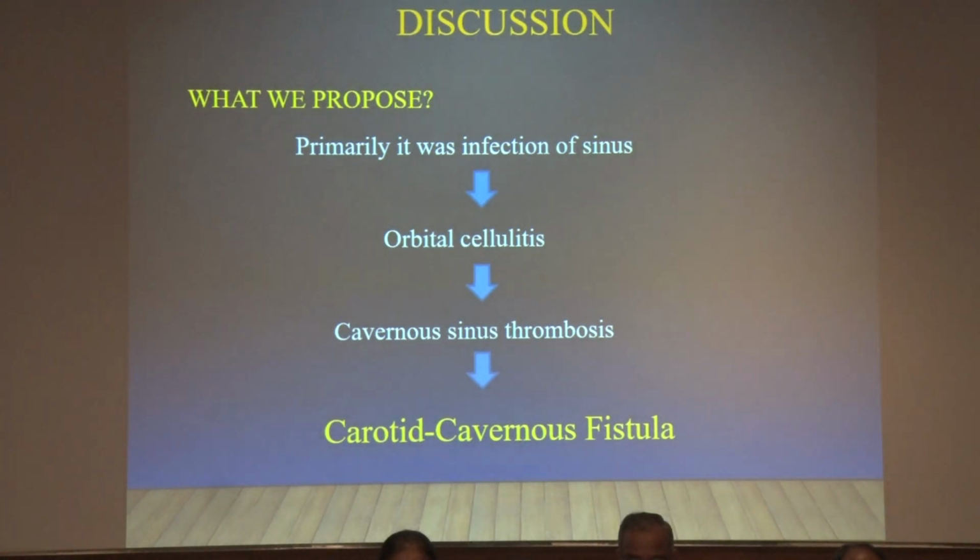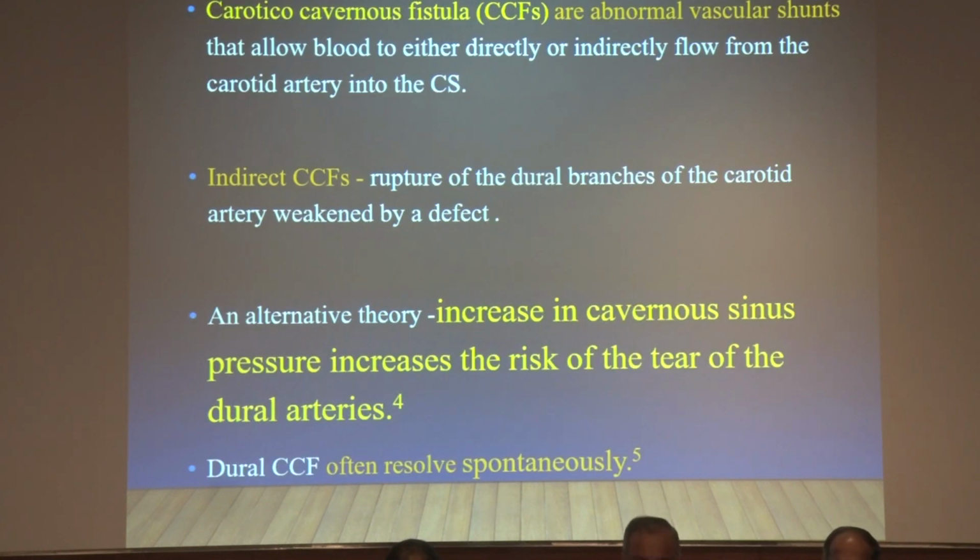So what we propose is that primarily it was an infection of the sinus, the maxillary sinusitis, leading to orbital cellulitis, causing cavernous sinus thrombosis, and finally giving rise to carotid cavernous fistula. These are abnormal vascular shunts that allow blood to flow from the carotid artery into the cavernous sinus. The indirect CCF is because of the rupture of dural branches of the carotid artery weakened by a defect.